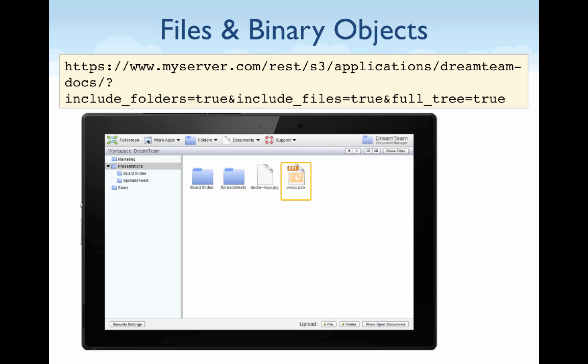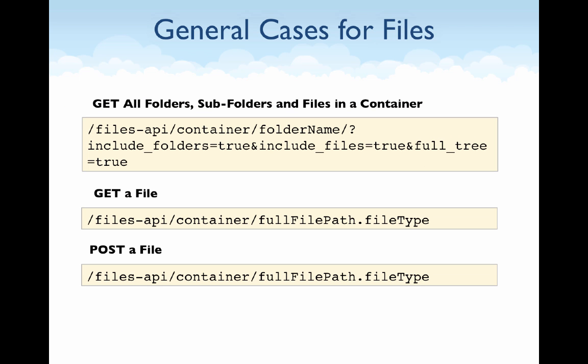Once you understand NoSQL and SQL, this all becomes quite straightforward because you're just directly accessing the path of a folder or a particular file, and you can pass in these simple parameters to decide what it is that you want to actually fetch. The general cases for files, quickly: you can get all folders, subfolders, and files in a container, which we just talked about. And then getting a file and posting a file is very simple. You just need to pass in the container and the full file path based on the directory structure of the file.